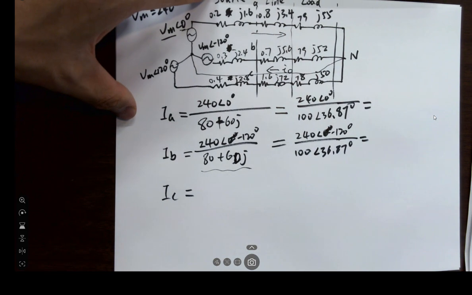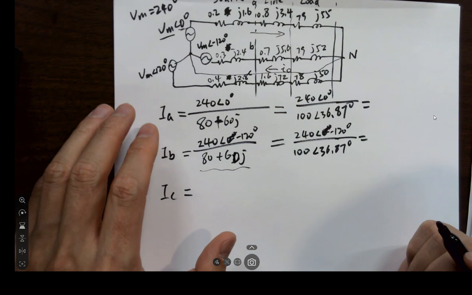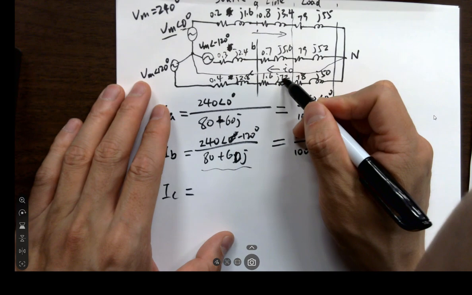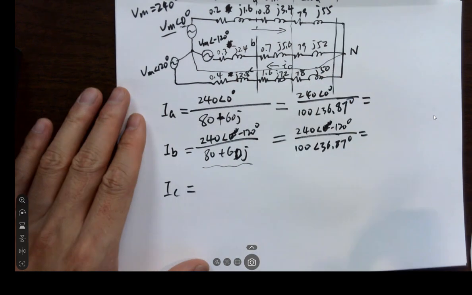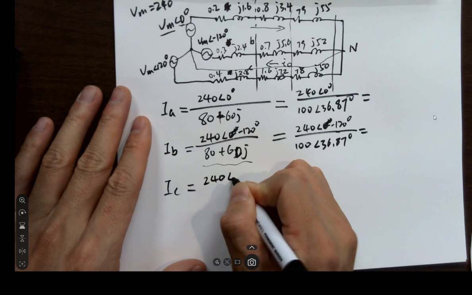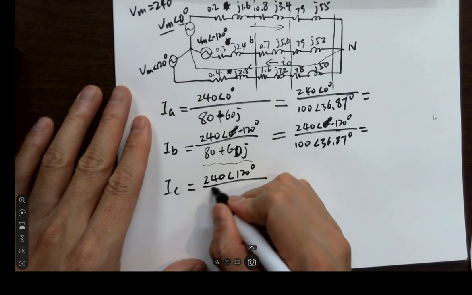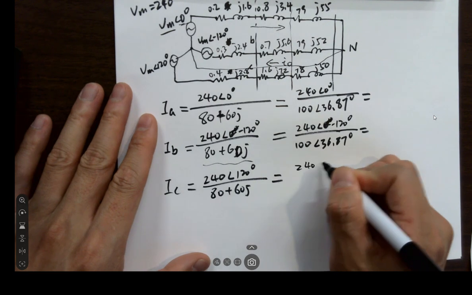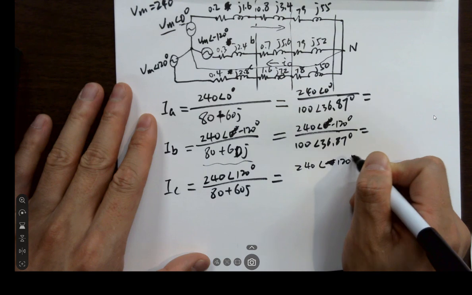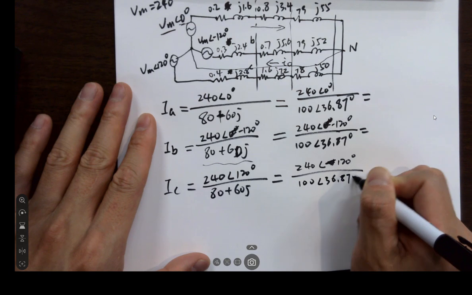Find out the resistive part of it is still 80, and the inductive part is 2.8 plus 7.2. It's not 72, 7.2. So 2.8 plus 7.2 is 10. 10 plus 50 is 60. So still the same. 240, 120 degrees this time for phase C. 80 plus 60J. It's giving you 240, 120 degrees over 136.87 degrees.